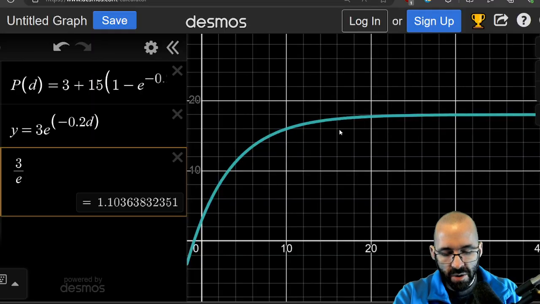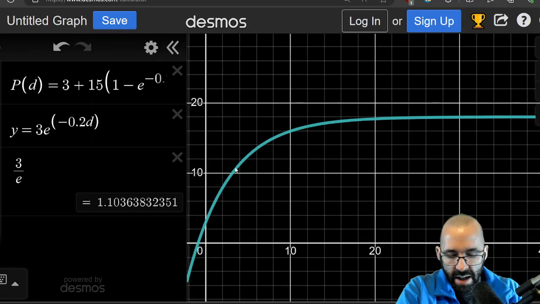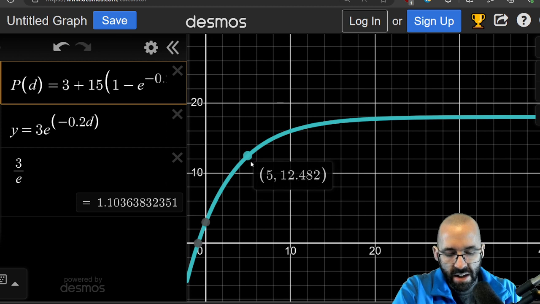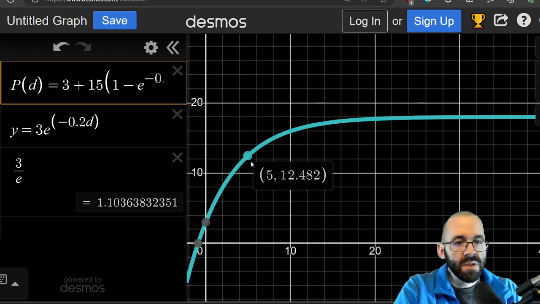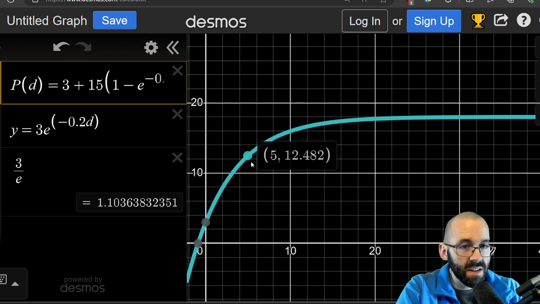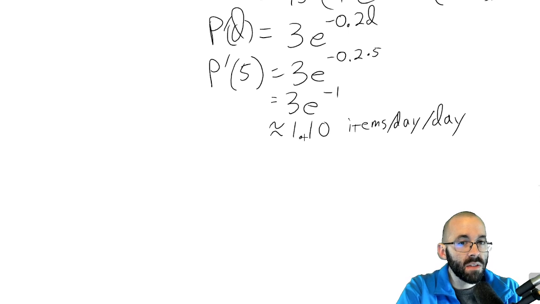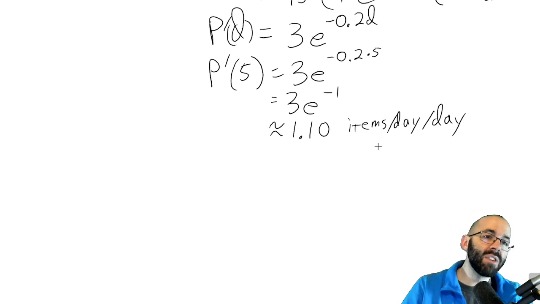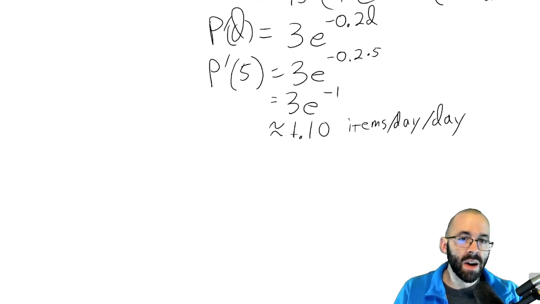But think about what this original function talks about. And again, we're looking at the slope right here after 5 days. After 5 days, they can produce about 12.5 items in a day. How is that changing? Derivative is rate of change. They're doing about 12.5 items every day this far into their work. How is that changing? Well, it's increasing by a little more than 1 item per day every day. So every day, their daily productivity goes up by about 1, is what we have right here.